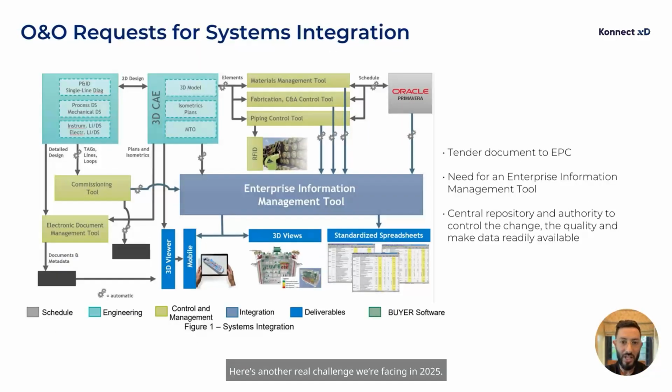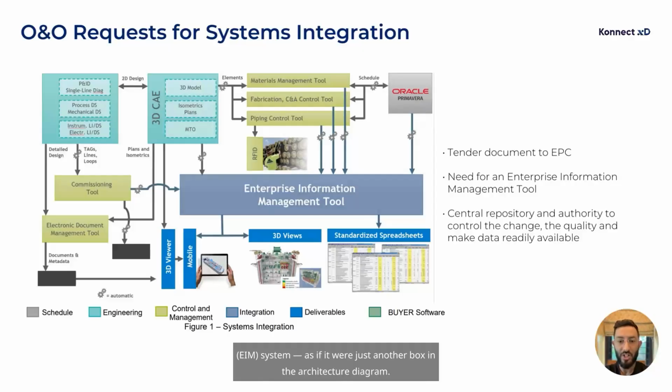Here's another real challenge we're facing in 2025. This slide comes straight from an actual tender request I saw recently. An owner-operator asked for an enterprise information management (EIM) system, as if it were just another box in the architecture diagram. What's fascinating is, this box has no name, no vendor logo, no clear definition. It's the black box of the decade. Everyone agrees it's important, but no one can fully explain what it is.